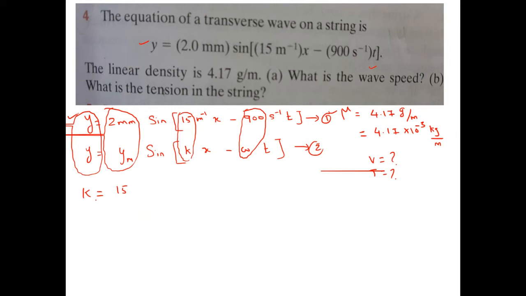What about the unit? Don't worry, we will write the unit later. This is the unit for the k. So my k value is equal to 15 and my omega value is equal to 900. What is k? The k formula we already know: 2 pi over lambda, which is equal to 15.